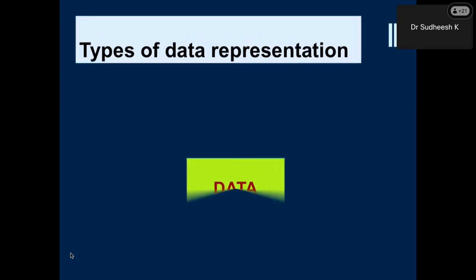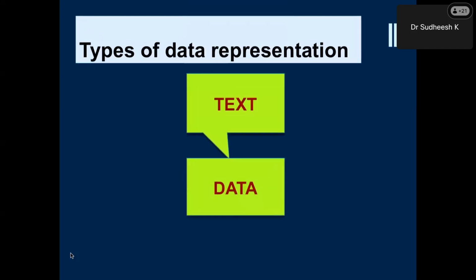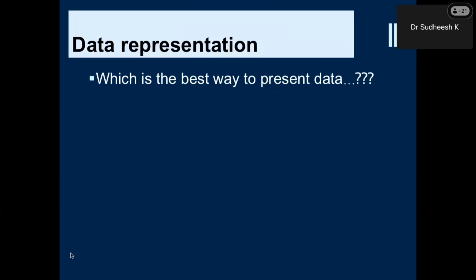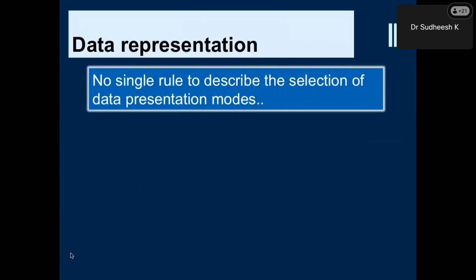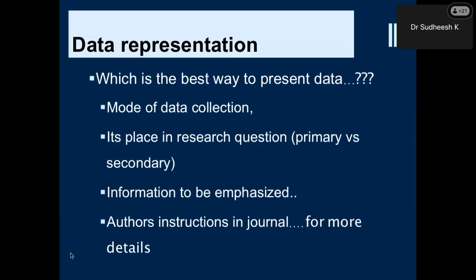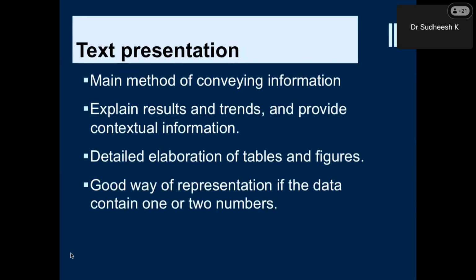Data can be represented once you have calculated statistics. You can represent it in the form of text, tables, or graphs. So which is the best way to present data? There is simply no single rule. It all depends on the mode of data collection, its place in the research question, whether it's a primary or secondary outcome measure, and what information has to be emphasized. And last but not the least, you have to go through the journal's author instructions for more details.